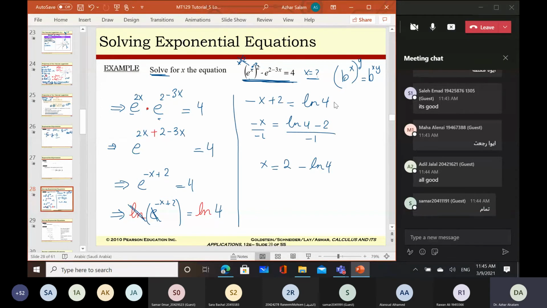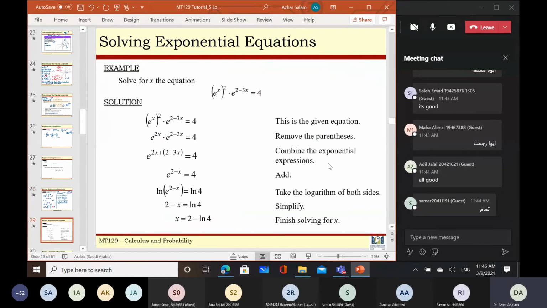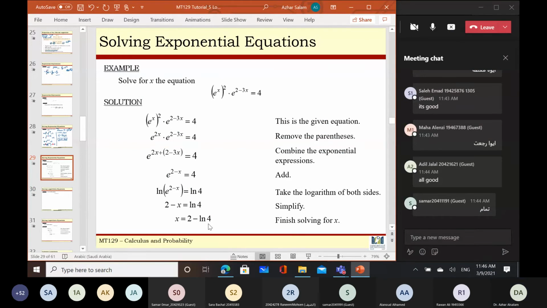Or simply I can multiply all of this by a negative sign and it gives me this. This is the value of the variable x. This is the solution of this equation. Of course, this is a number. I can calculate it by a calculator and I get a number. And it's not simplified. This is the same quantity that we have, the same answer we got. You can calculate it by calculator, write 2 minus ln 4, and see what it equals as an approximation.